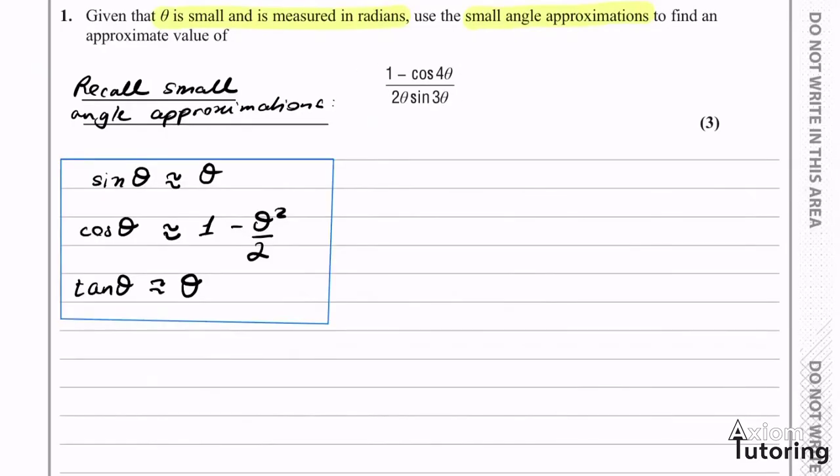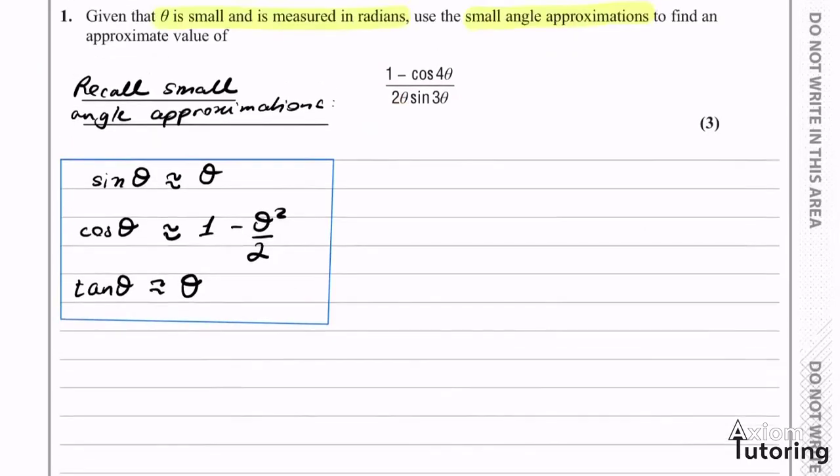So how can we do that? Well, if we look at the terms here, we have cos of 4 theta in the numerator, and we have sine of 3 theta. So we can rewrite these two terms using what we have here. The constant 1 remains the same, and our 2 theta also remains the same. We don't need to do anything there.